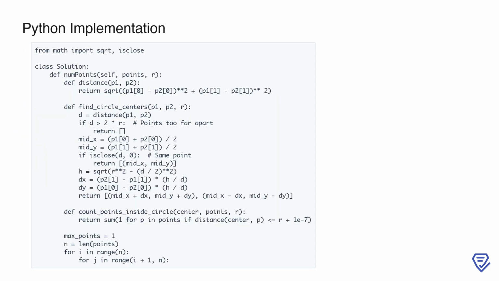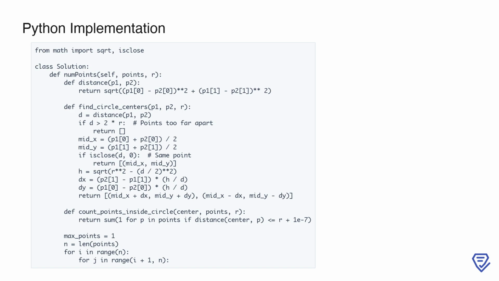Here, we start by importing the necessary mathematical functions and defining the solution class. The main function, numberPoints, takes 2 inputs, a list of points representing dart positions and the radius of the dartboard. To calculate the distance between 2 points, we define the helper function distance. It uses the Euclidean distance formula to measure how far apart 2 points are in a 2D plane.